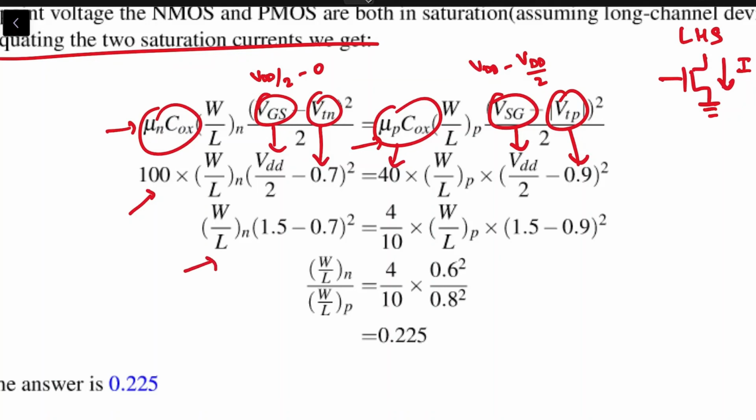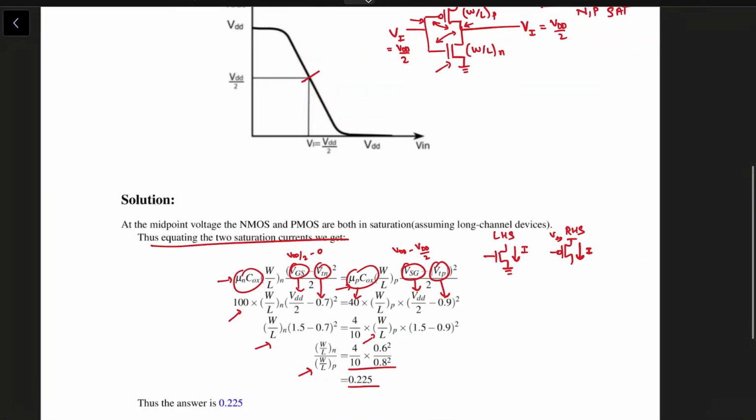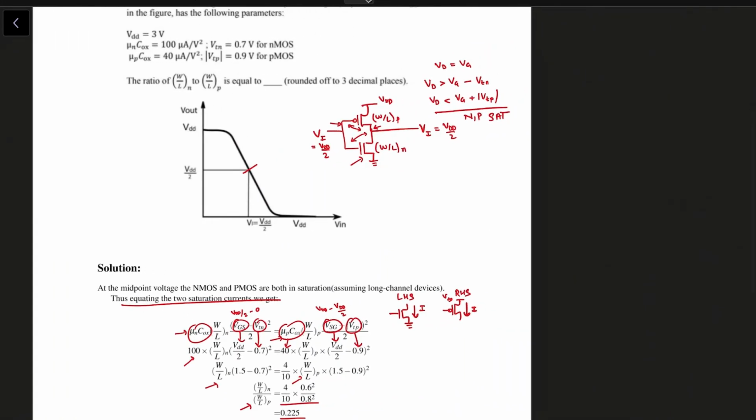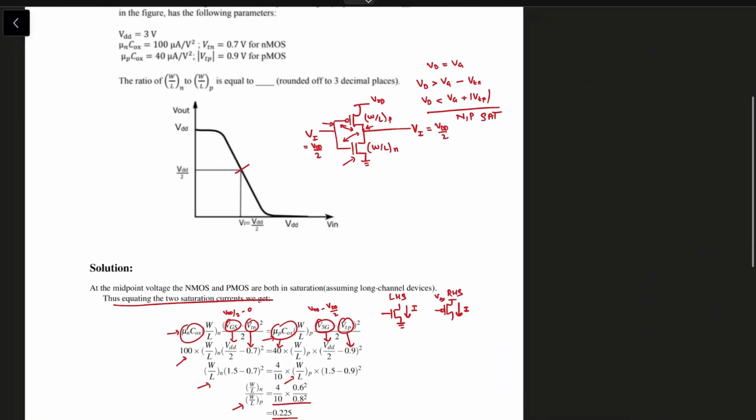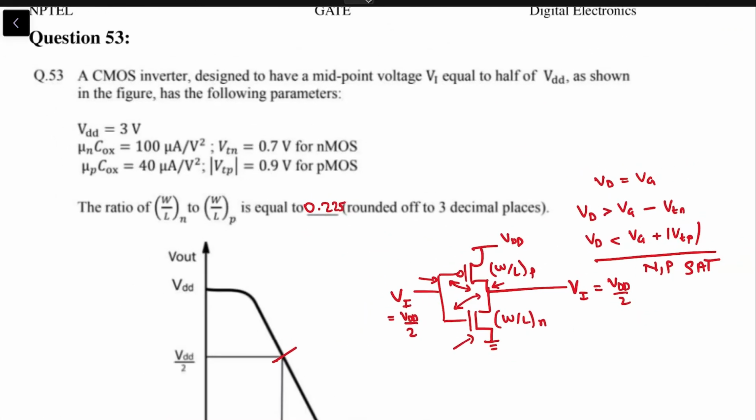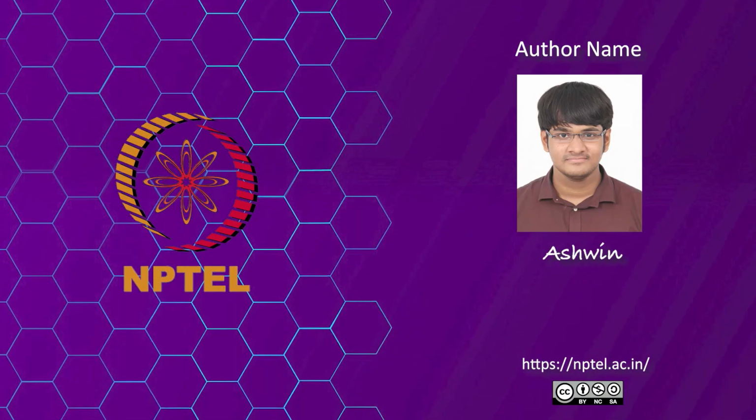So finally we get this expression, and we can get the ratio of W by Ln over W by Lp on the LHS to get 4 by 10 into 0.6 square by 0.8 square on the RHS, which equates to 0.225. So if we round this off to 3 decimal places, it is 0.225, which is the answer to this question.